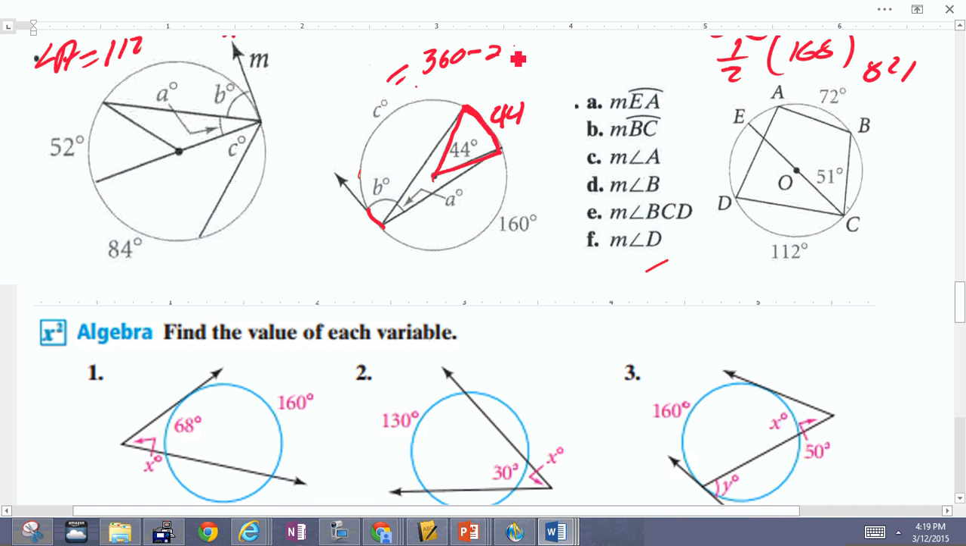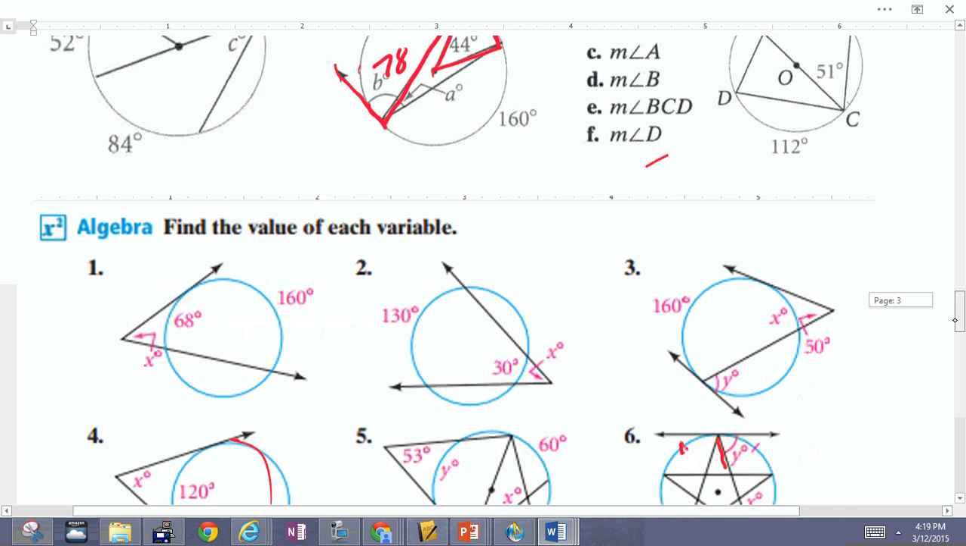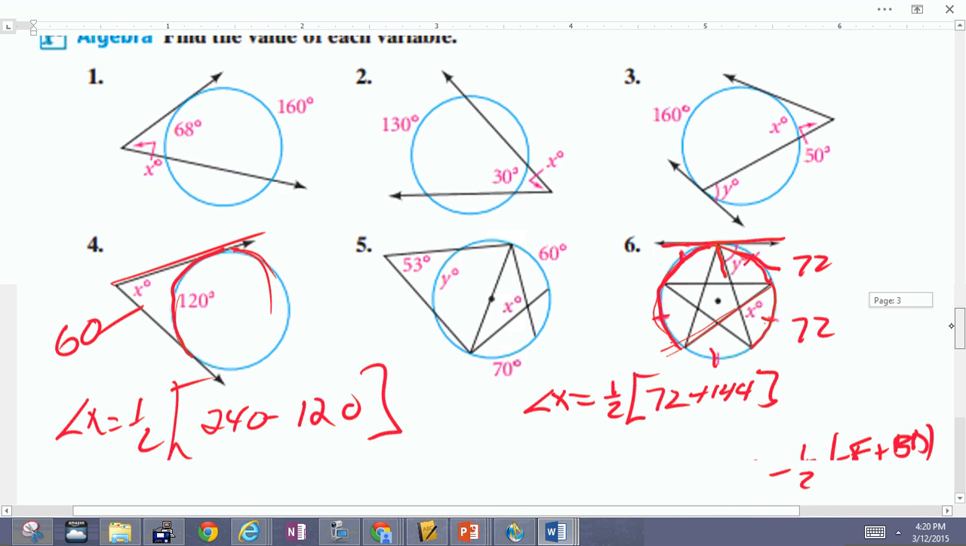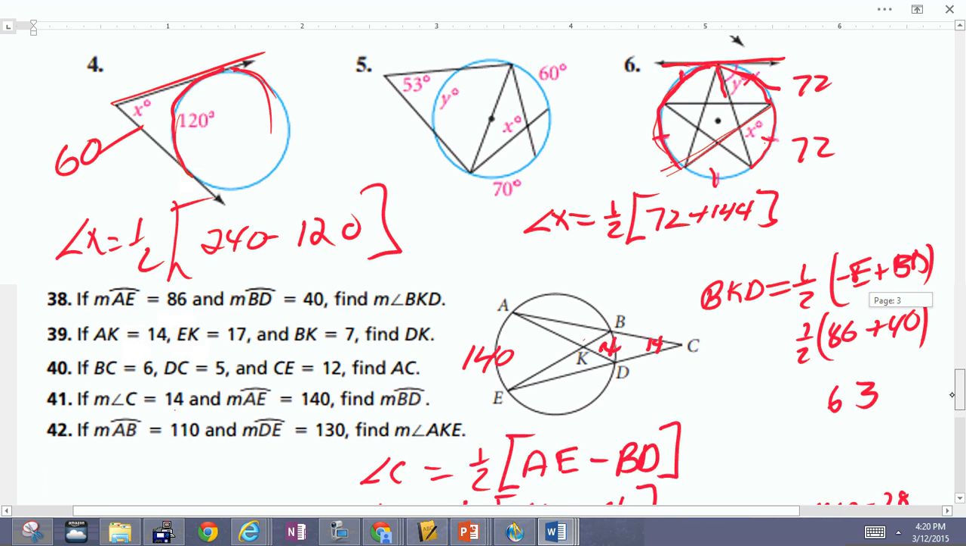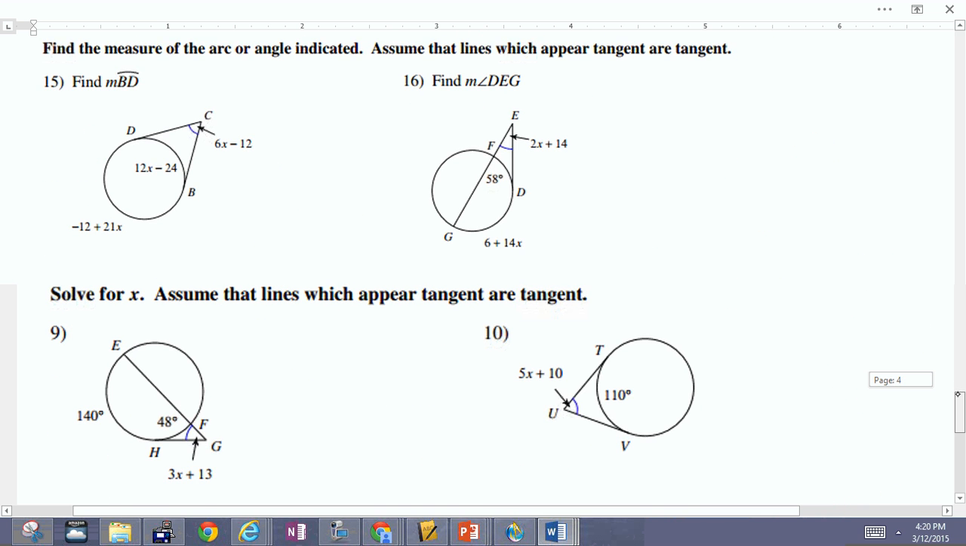So that's 360 minus 204, and 360 minus 204 is 156, which is arc C. And angle B is the special inscribed angle formed with the tangent and a chord. It's half of 156, so that's 78. Maybe one or two more, and then we're going to cut this video off. Let's see what's worth looking at down here.